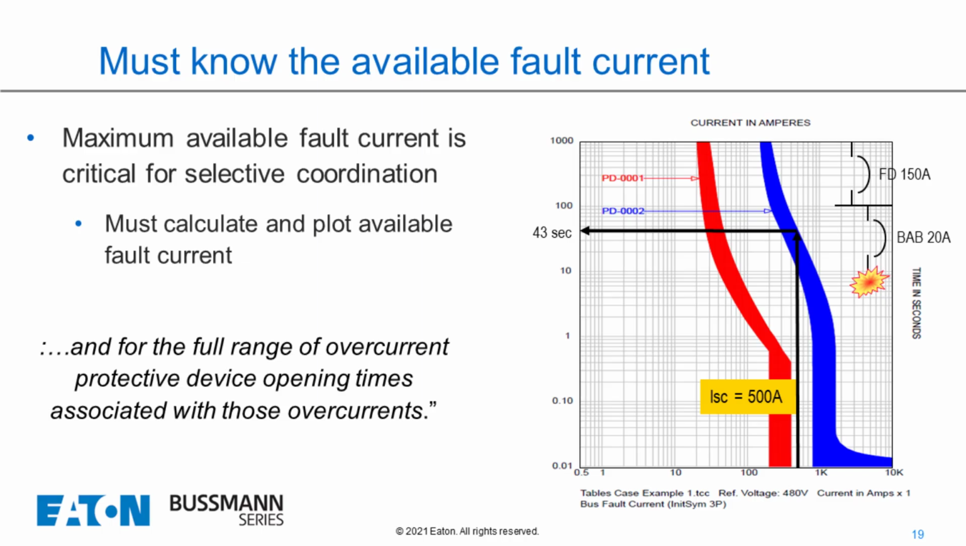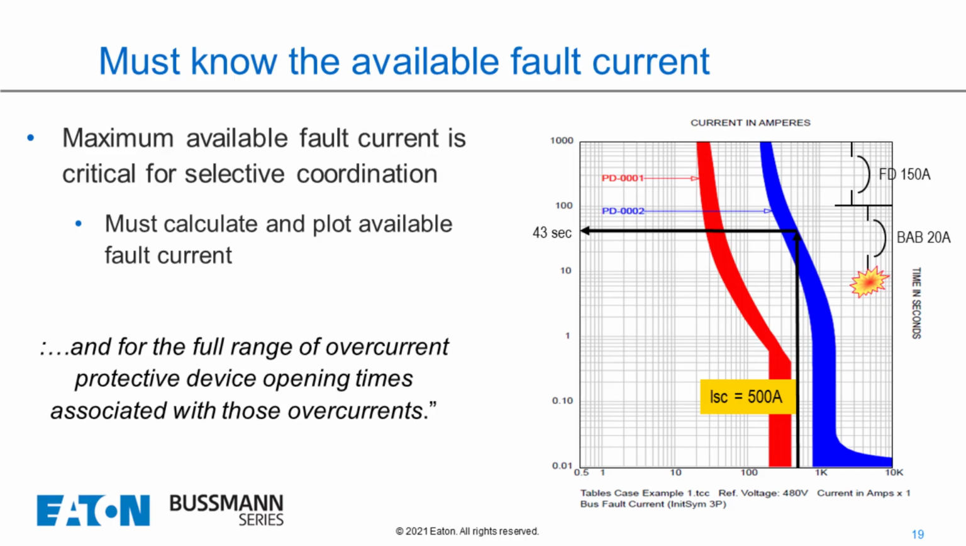It'll start unlatching a little bit before that, but we know that the red breaker will totally clear the fault before the blue breaker starts to open. In this case, we can see that it is selectively coordinated based on the available fault current of 500 amps.